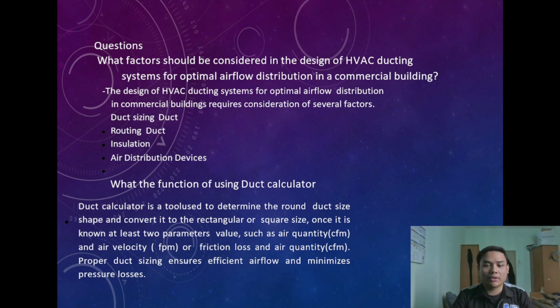So the function of the duct calculator is to determine the size of the duct so that the airflow can flow properly to the determined area. Why is it important that we determine the perfect size for the ducting system? First of all, to ensure proper airflow. Second, to optimize the efficiency of the system. Third, to make sure there are no energy losses during the airflow from the air handling unit to the specific place.